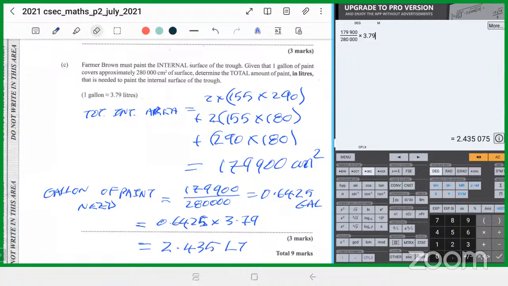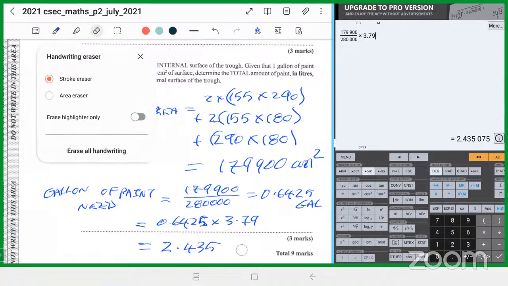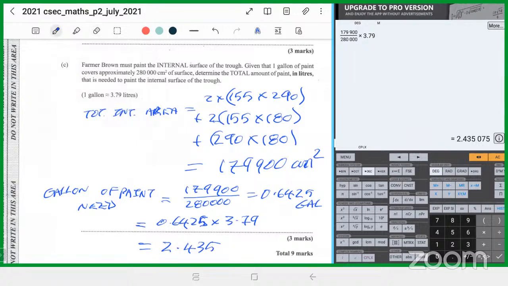Did they say anything about the decimal places or being accurate? No, they never said that. So I write out everything. So it's 2.435075 liters that we're going to need.